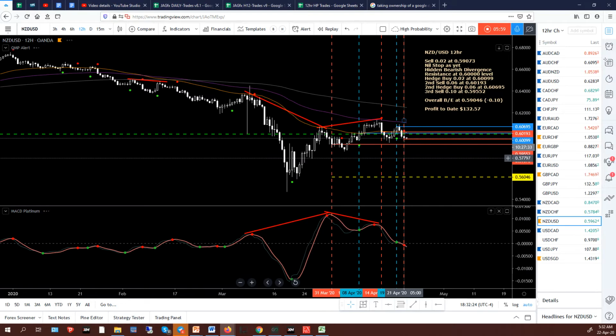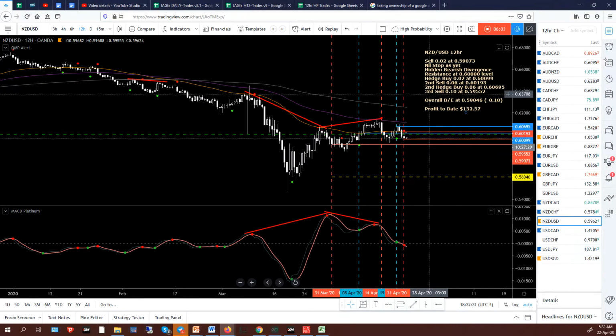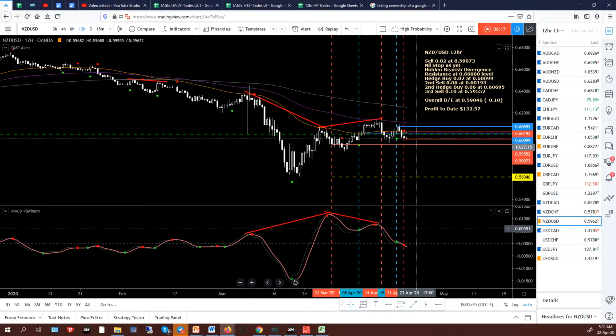Yeah, new sell. Took a new sell this morning. It's my third trade. You can read my notes, third sell. In a sell here, hedge buy, second sell, second hedge buy, and here we got a third sell. Now, I wouldn't really consider this a standalone sell trade, only because the MACD platinum's below the zero level, just below it.